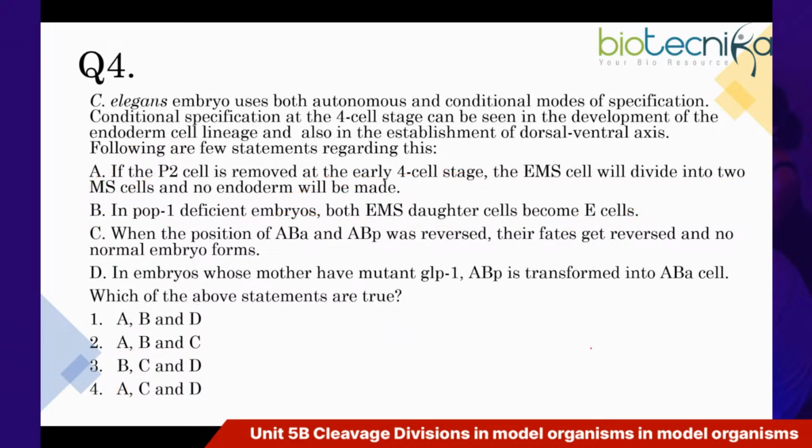This was about the EMS signaling. Now we know that you have the P2 cell, and whichever cell is closer to this P2 cell becomes ABP, right? First of all, what is the signal name? The signal name is APX, anterior pharynx excess. And what is the receptor name? The receptor name is GLP1.